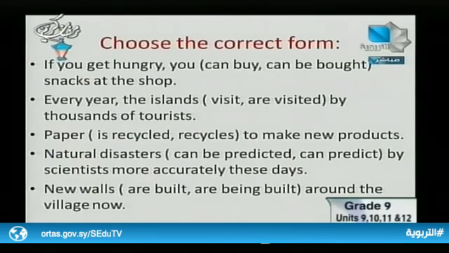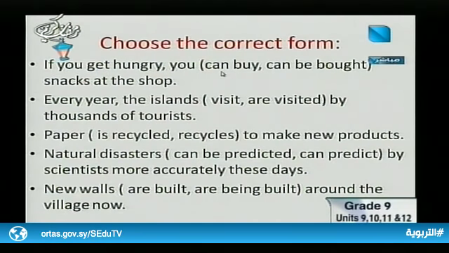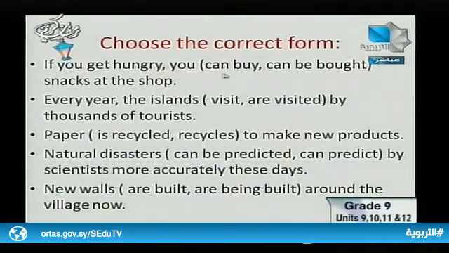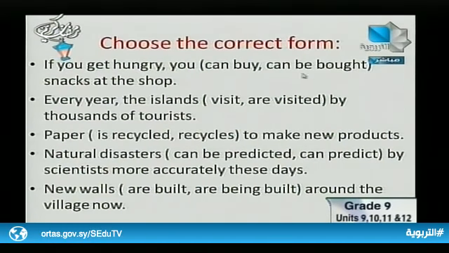Miss Lujane, please. We have to choose the correct form here. If you get hungry, you can buy, can be bought snacks at the shop. Of course, we choose can buy. Now, here the student should notice that the 2 choices between the brackets: the first one is in the active, can buy, and the second choice is in the passive. Now, let's say that some students cannot distinguish or differentiate between the 2 forms.